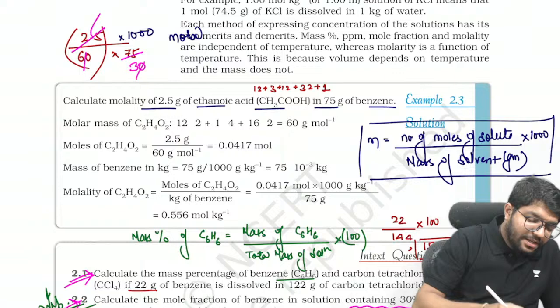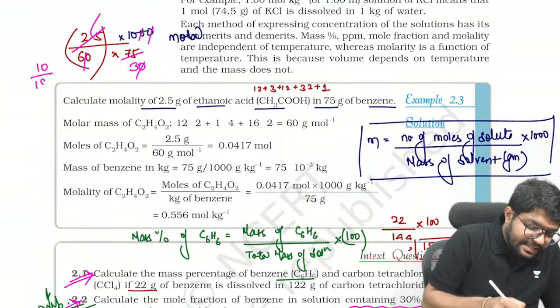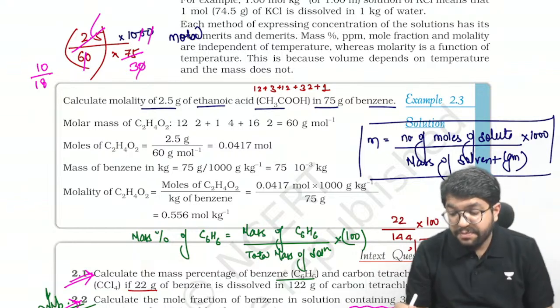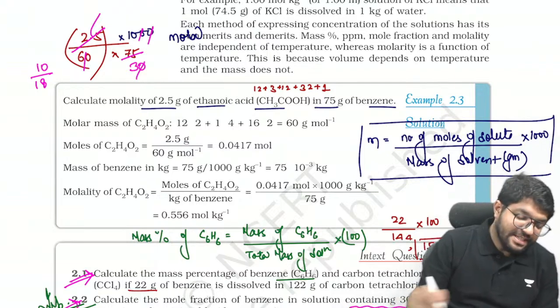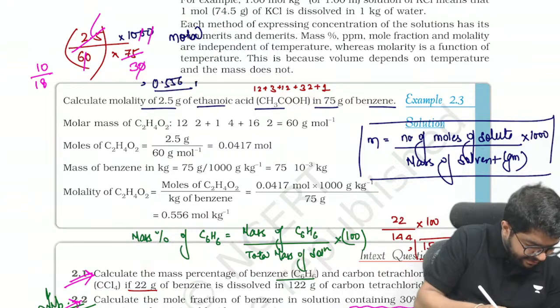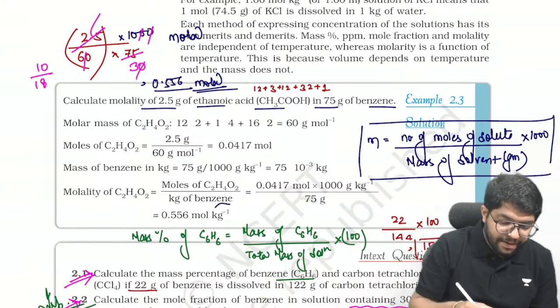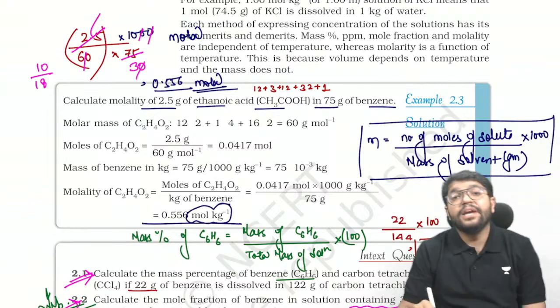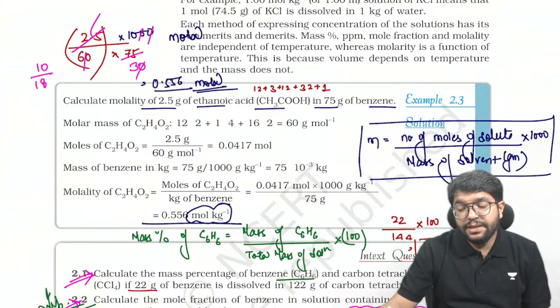Then 300 upon 18 is the answer, which is double of the previous thing, that is 0.556. But the unit is gonna be molal or mole per kg. There it's gonna be mole per liter. Here it is mole per kg. Very, very important.